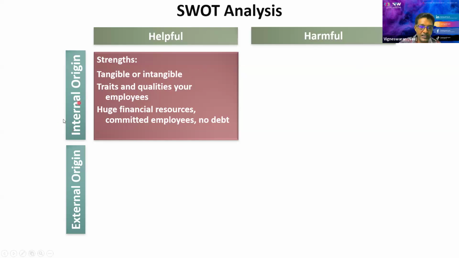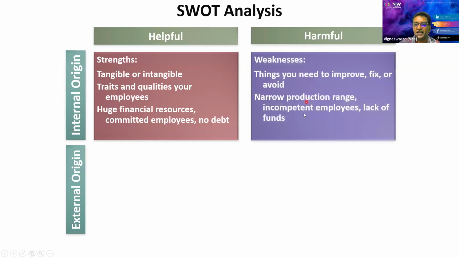But there can also be internal things that are harmful, which we call weaknesses. For example, things that you need to improve, fix, or avoid. Okay, let me give you an example. If you have machines that are very old and outdated, they are very slow, they break down very frequently, and they require very high maintenance. All these are internal origin.